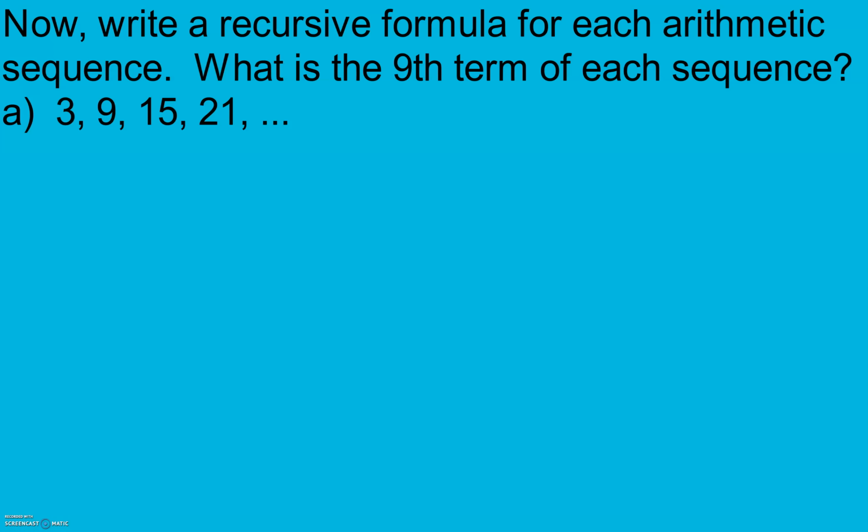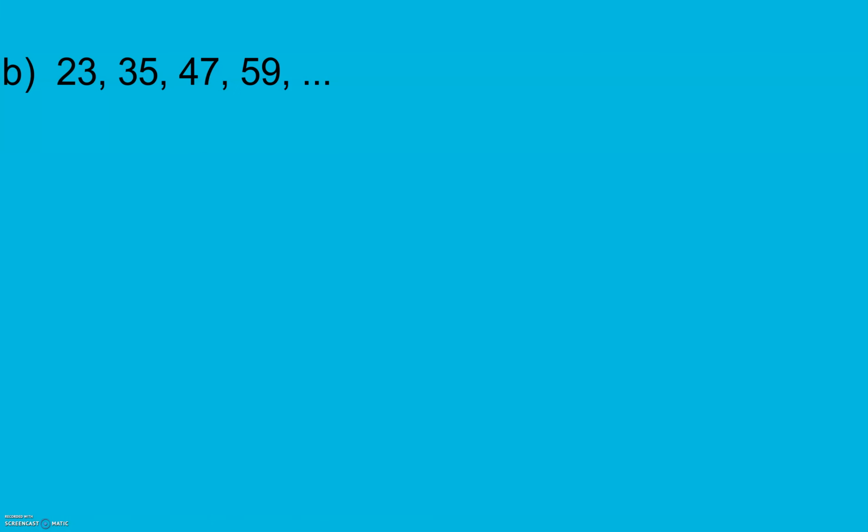Continuing on in section 4.7 here, we're going to keep writing recursive formulas for the sequences and finding the 9th term of the sequence. So here, again, feel free to pause and give this a try if you'd like. Our recursive formula is a of 1 equals the amount of our first term, and a of n equals the amount of the term before plus our common difference.